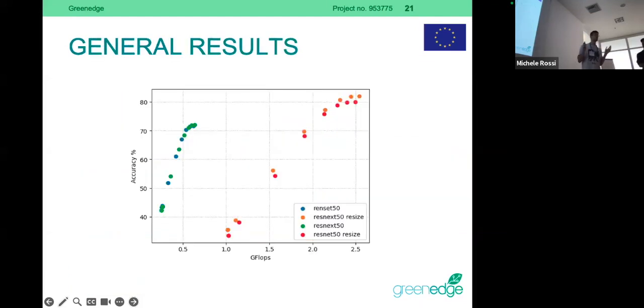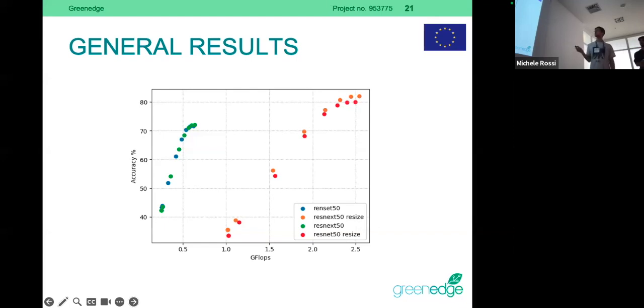Then we can start to talk about gigaflops. So here in this graph, you can see all the models that we have trained. These are ResNet 50 and ResNeXt 50. And on the right side of the graph, you can see the models that are resized, that work on high resolution images. And you can see that the count in gigaflops is higher because they have to process high resolution images. And the models that are trained on low resolution images have a lower count of gigaflops.